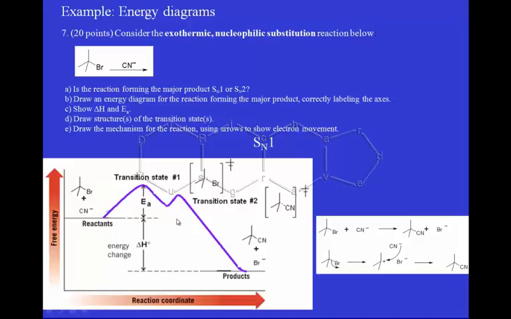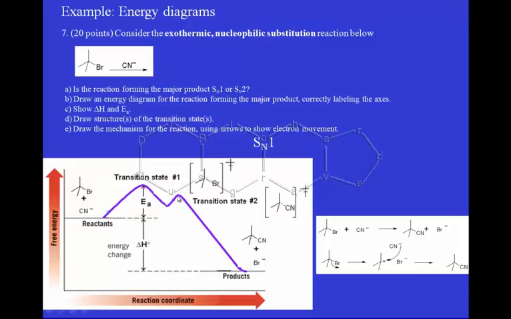Transition state 2 has the CN attaching to a carbocation. The carbocation is not drawn here, it wasn't required, but here's what the carbocation looks like. So when the Br leaves, you're left with this carbocation, which is going to join on to the CN-. The carbocation is actually right here at the bottom of this little energy well.